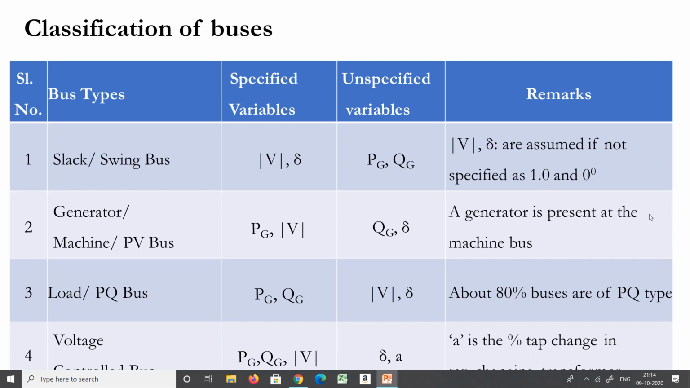So for example, for a generator bus, Q and del are the quantities to be obtained, and the generator is present at the machine buses. So these are some of the classifications.